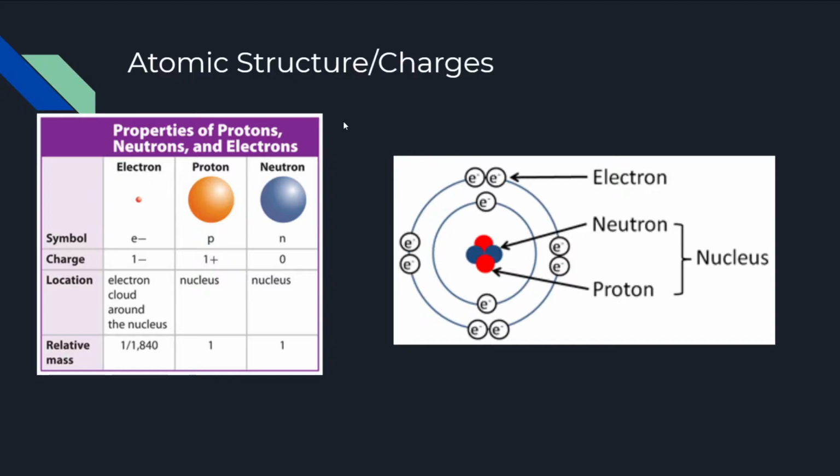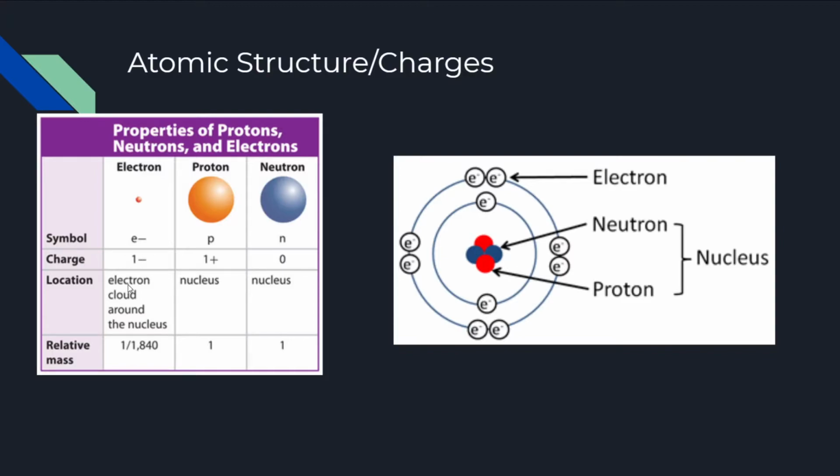And so we have atomic structure and changes. In the center, the nucleus of an atom, we'll have protons and neutrons. A neutron is going to have a charge of 0, and it's located in the nucleus, and its relative mass is going to be 1. And then a proton is going to have a charge of +1. It's also going to be located in the nucleus.